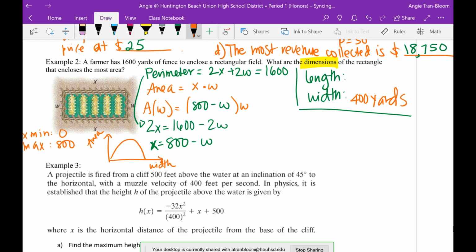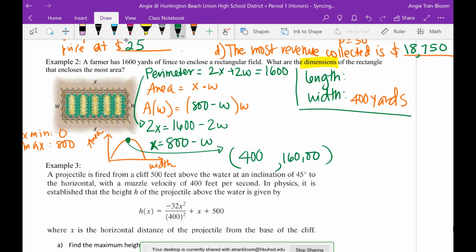Plug it in. Sounds great. Plug in where? The perimeter formula? You are correct. Can you also, on your calculator, when you do the trace piece right here, class, can someone tell me what that calculator gave you, the ordered pair that they gave you? 400 comma what?